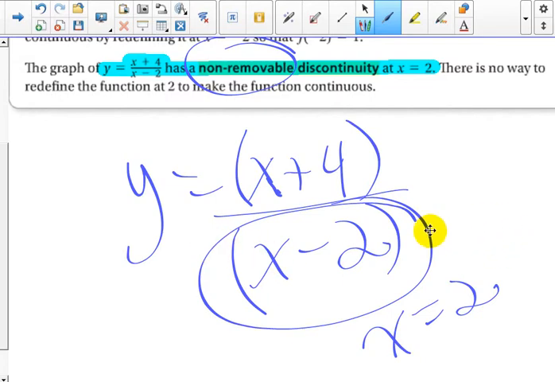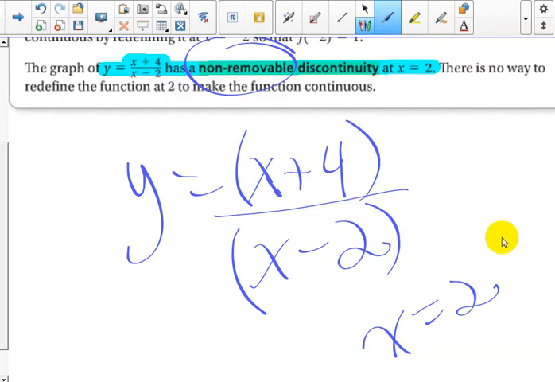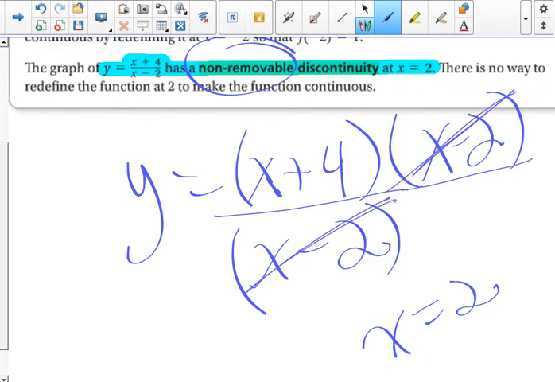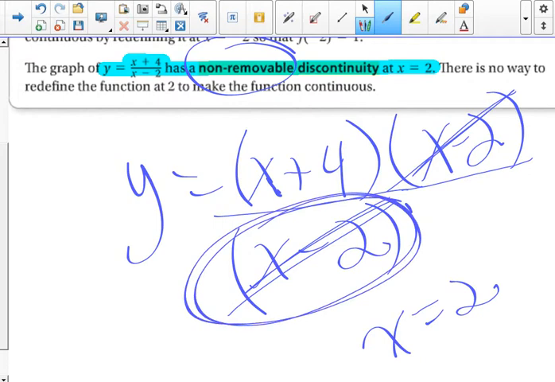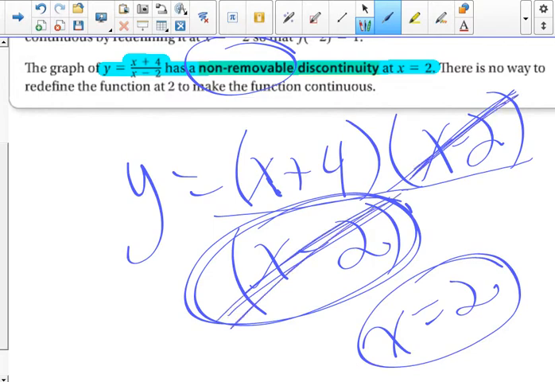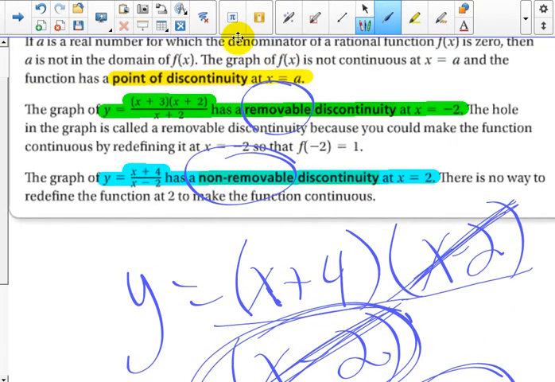What makes it removable? Well, what if I had this up here? What if I factored something out and it ended up x minus 2 times x plus 4 over x minus 2? Well, look, these would actually cancel out. Because this can be canceled out, we call that x a removable discontinuity. Because you could factor it out and get rid of it. That becomes a removable discontinuity. So that's all there is to it. If it can be factored out, it's removable. If it can't be factored out and it just stays there, it's non-removable. Okay?